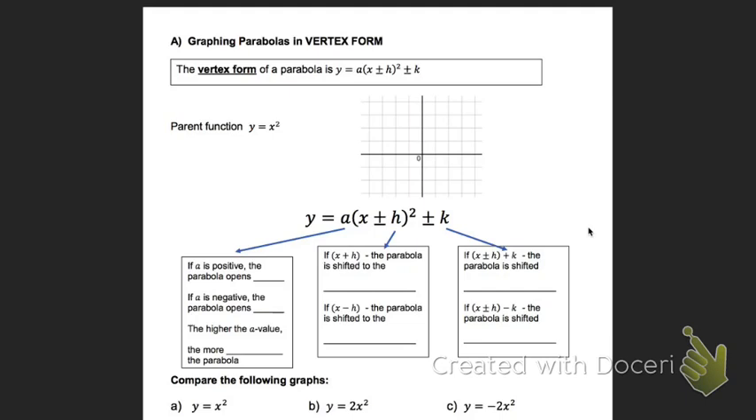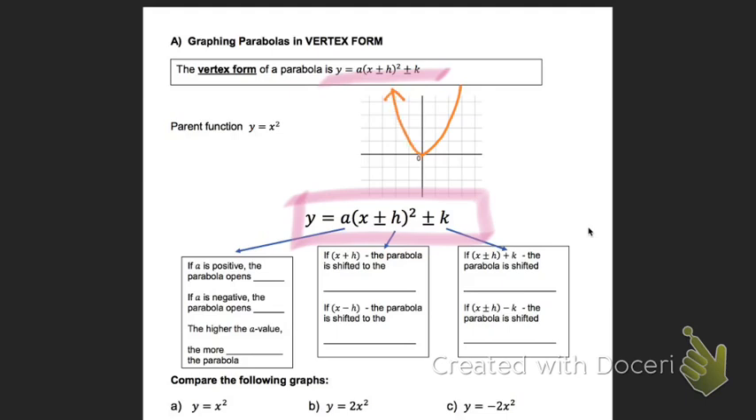Vertex form looks like y equals a(x plus or minus h) squared plus k. You'll just have to be able to identify it, not memorize it. There will be matching questions on the test. Parent function y equals x squared.